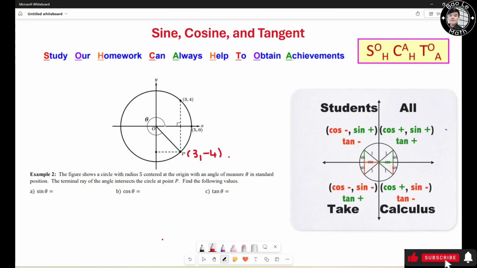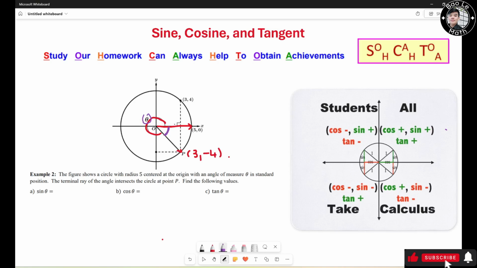So this angle theta goes from the initial ray right here to the terminal ray right here. So it's going to be this one right here. We cannot create a right triangle using this angle theta, so we have to use the reference angle, which means this one right here. Make sure you review the last video that's posted in the description below.